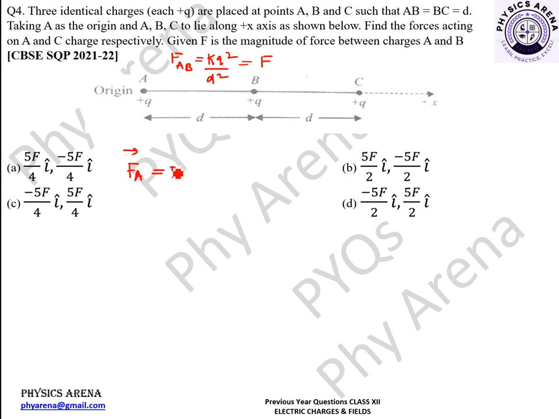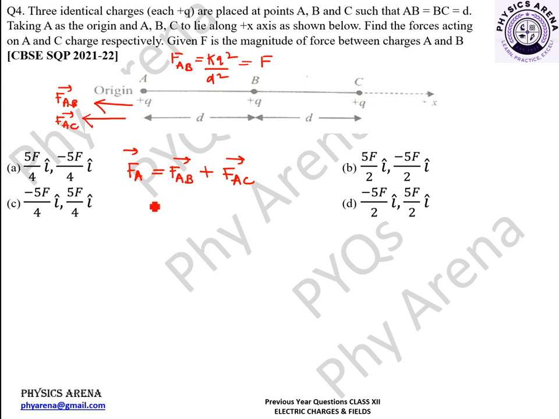So we can write it as force on A due to charge placed at B, that is FAB, plus force on A due to charge placed at C. And this is a positive charge. So this B is also having a positive charge. So the charge on B will try to repel it towards the negative x-axis. Similarly, the charge on C is also positive, and it will try to repel the charge present at A towards the negative x-axis. So this is my FAB, and this is FAC.